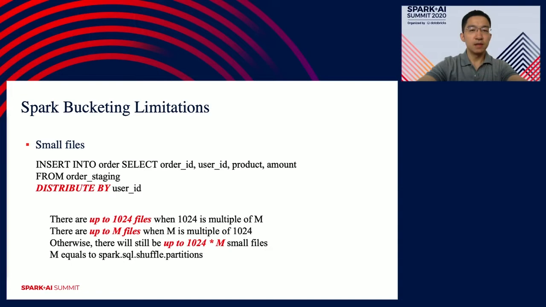Also, we can use some other mechanism to solve this problem. For example, we can add the distribute by clause, and also we need to set the Spark SQL shuffle partitions configuration to some value. There are up to 1,024 files when 1,024 is a multiple of m. And there will be up to m files when m is a multiple of 1,024. Otherwise, there will still be up to 1,024 multiplied by m small files. M equals the value of Spark SQL shuffle partitions.